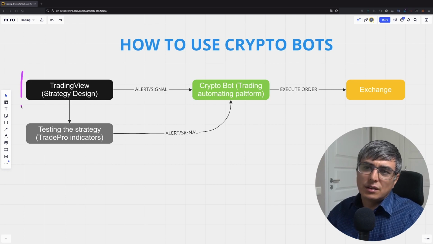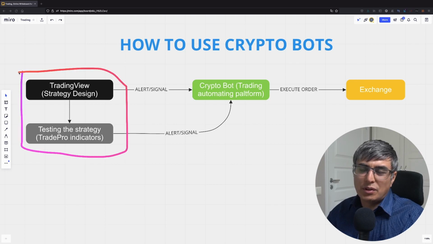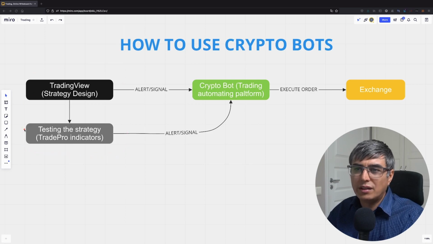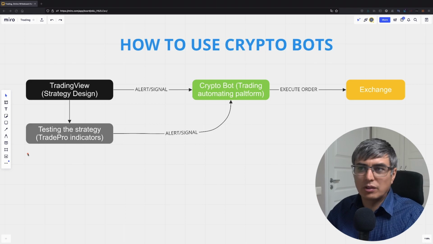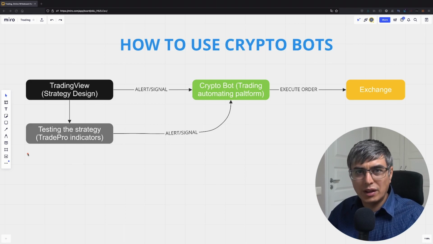And this is what we get with TradePro indicators. We get stop losses in all his strategies. We get an entry with take profit and stop loss. And this is the right way to trade.